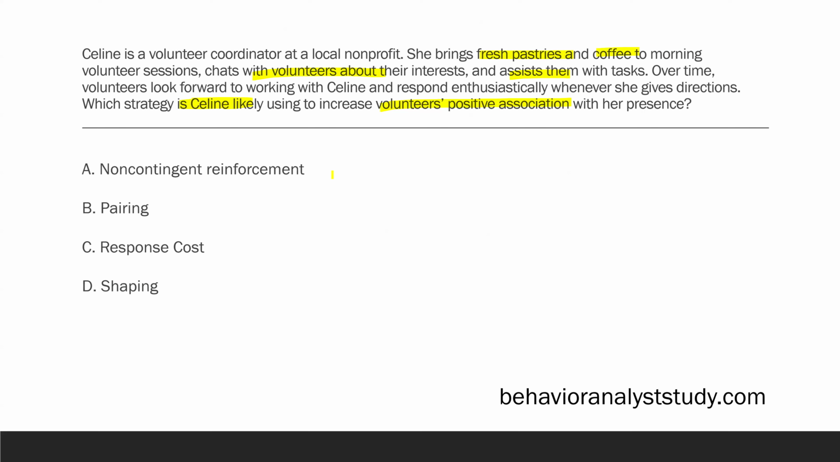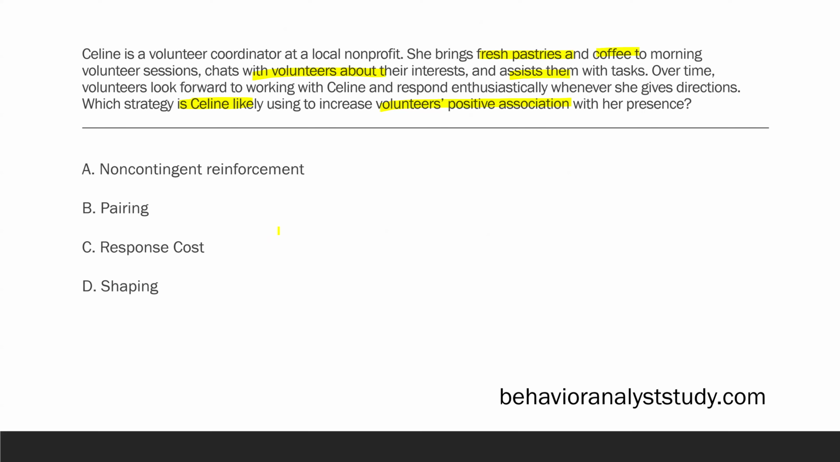We are systematically presenting reinforcement on a schedule. Not necessarily what Celine is doing. Celine isn't planning this out to the schedule in a systematic way in order to change behavior, right? She's doing this in order to pair herself with all these positive things in these people's lives. Be careful with non-contingent reinforcement, right? It is an actual strategy that should be very systematic and scheduled, and an antecedent strategy at that. What Celine is most doing is pairing. She's pairing herself with all these other things.